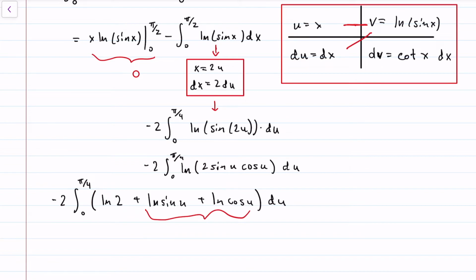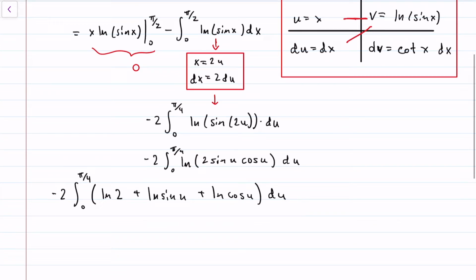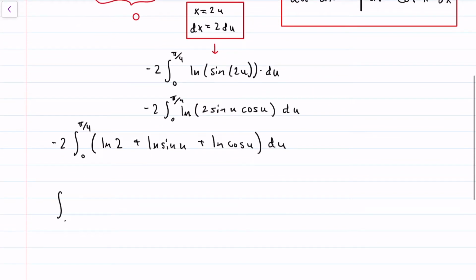That's fine. But what's unobvious is that if you focus on this part, because this is pretty easy to deal with, there's a way to rewrite it in terms of this integral over here, and I'll show that right now. So let's just focus on that for a moment. So for right now, let's just focus on the integral from 0 to pi over 4 of ln of sine of u plus ln of cosine of u.